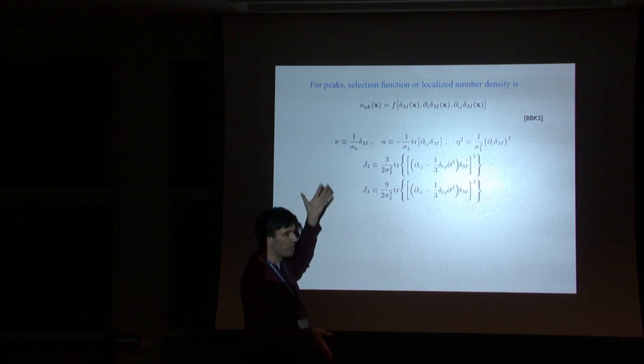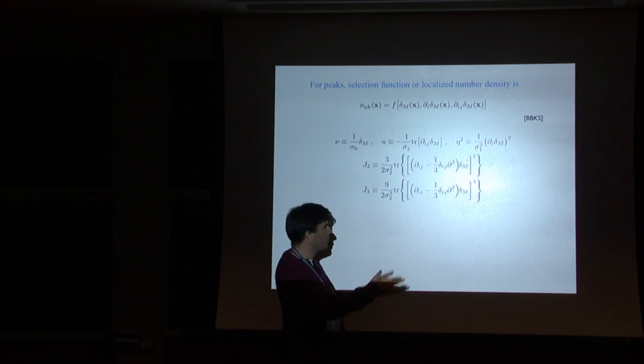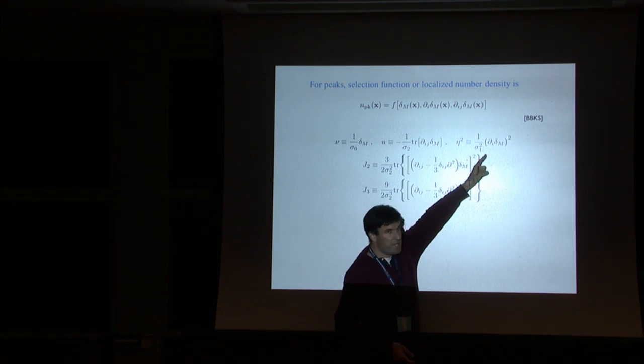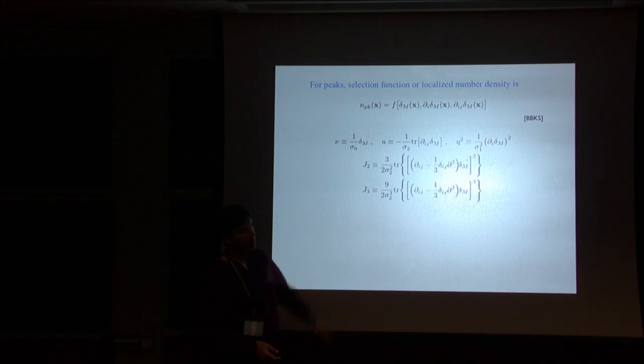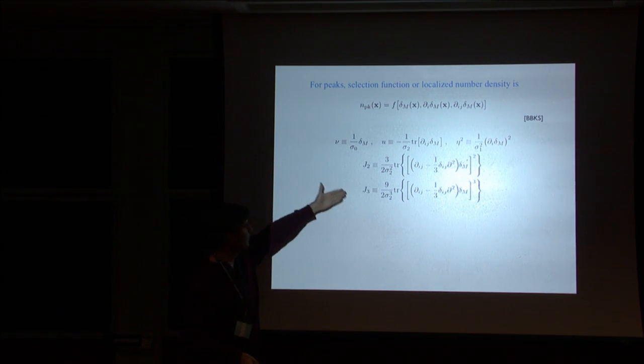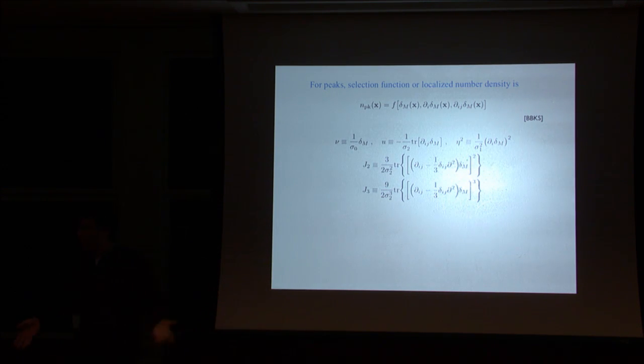So the first, nu is the peak height. Then u is the curvature, basically around the peak. This eta squared is basically the gradient squared, right? And then I have two additional invariants that come from the second derivatives, which I call J2 and J3, and they are basically related to the traceless part of the matrix of second derivatives.